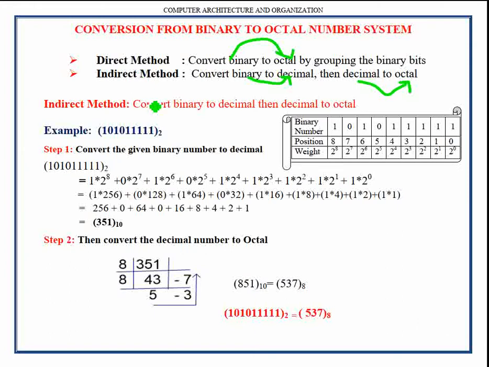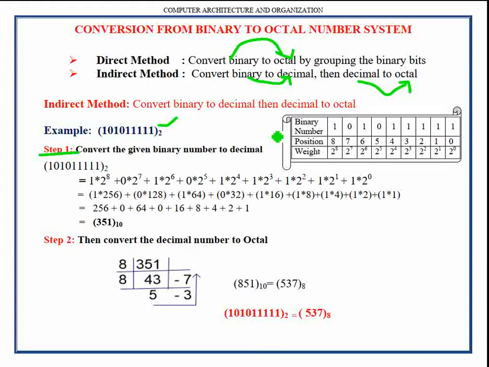Now, let's discuss how this conversion process takes place from binary to octal using the indirect method with an example. So, in the first step, the given binary number is converted into decimal form. To convert the binary number to decimal form, every digit of the binary number has to be multiplied by its weight.